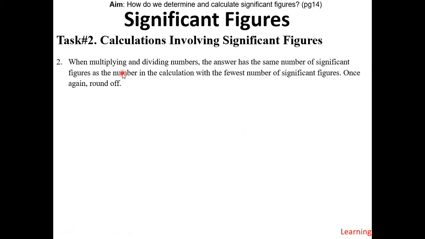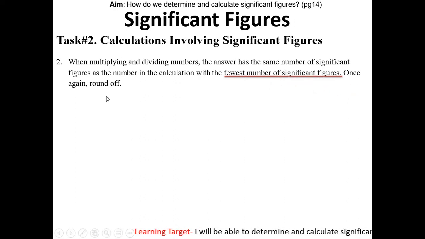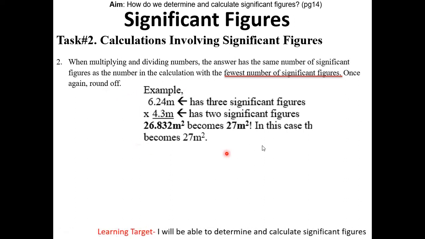So now we're going to go over the rule for multiplying and dividing numbers, since they have the same rule. The answer has the same number of significant figures as the number in the calculation with the fewest number of significant figures. Notice this is different from addition and subtraction, which deals with decimal places. This one just deals with significant figures. Again, round off. So let's do an example.